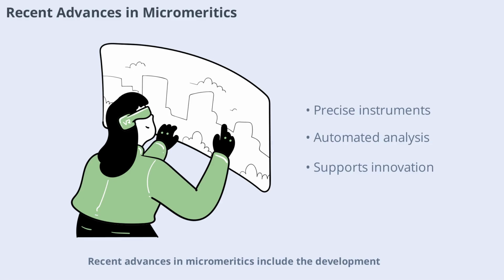Recent advances in micromeritics include the development of more precise instruments and automated analysis techniques. These innovations allow for faster, more accurate measurements of particle properties, supporting the development of advanced materials and formulations. Staying up to date with the latest technology is essential for maintaining a competitive edge.